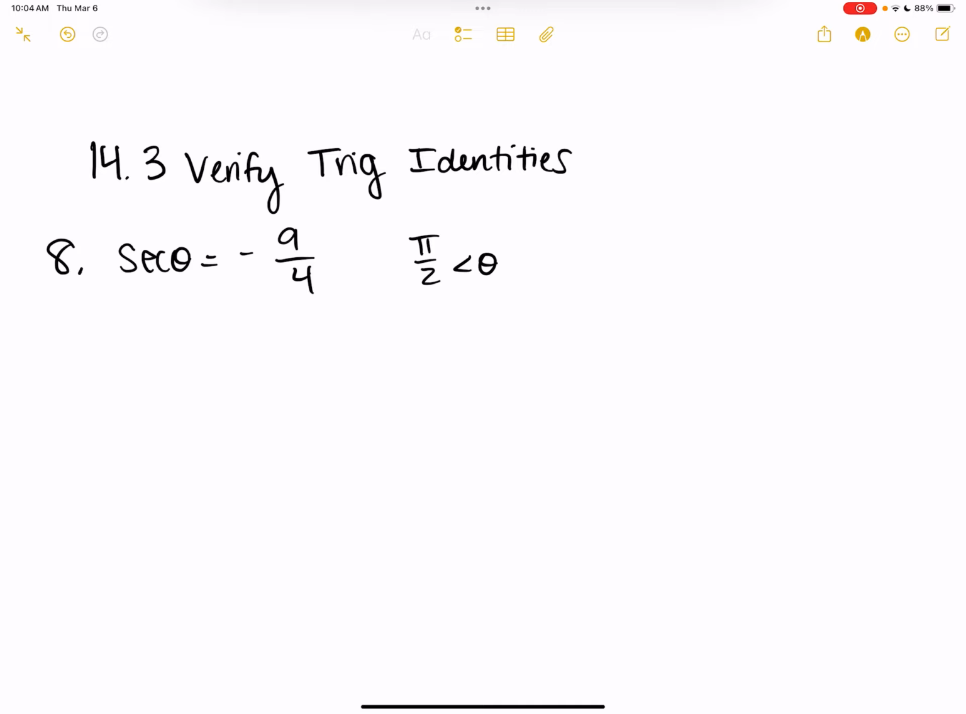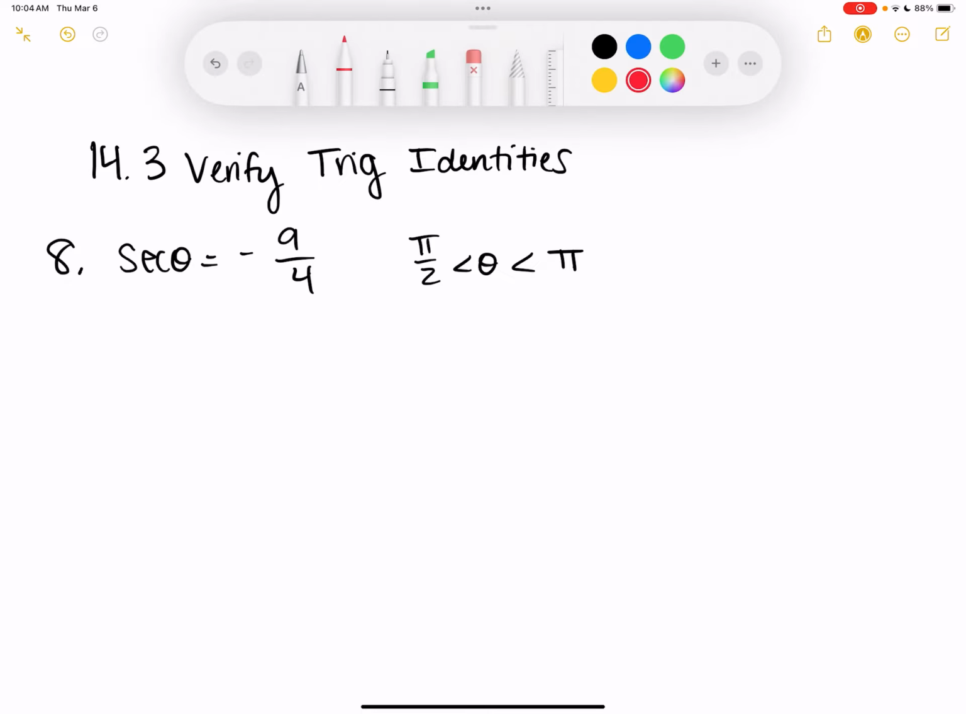So what quadrant does that mean that that's in? Well, pi is the first one because it's half to pi. Where's pi over 2 to pi? Quadrant 2. We have to review our unit circles.